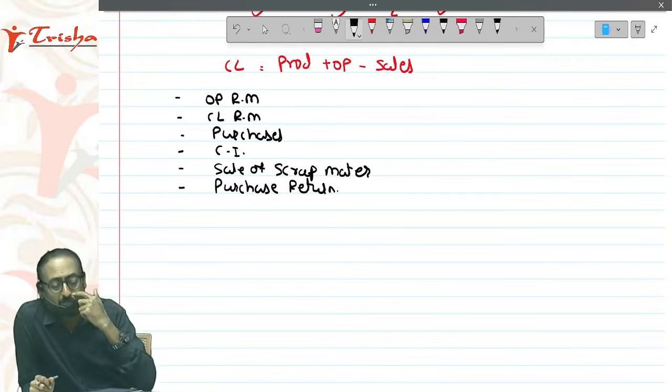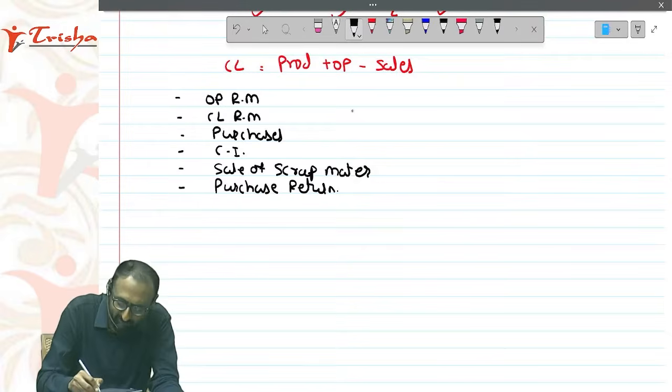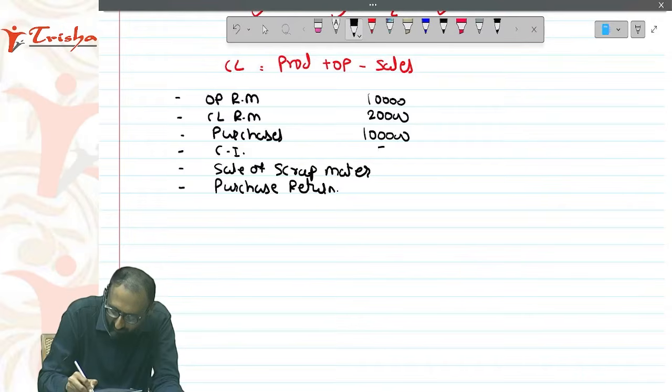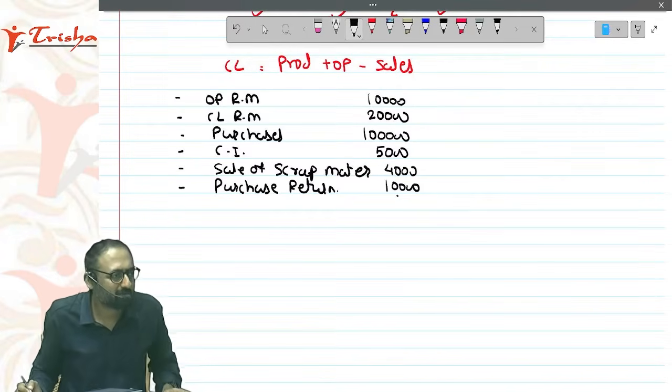So the first line of the cost sheet is material consumption. Opening stock is given, for example 10,000 rupees. Closing stock is given 20,000 rupees. Purchases is suppose 1 lakh. Carriage inward is 5,000. Sale of scrap of material is 4,000. And purchase return is suppose 10,000. Now you'll have to calculate material consumption.